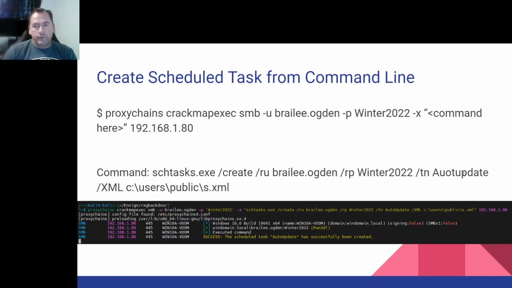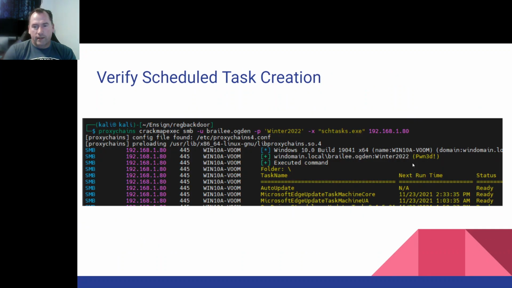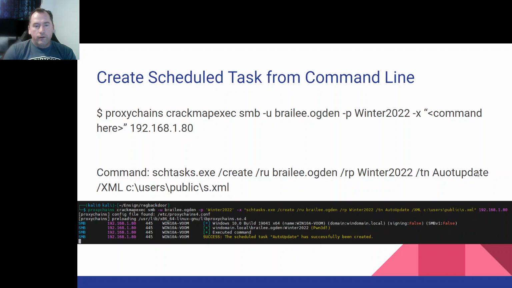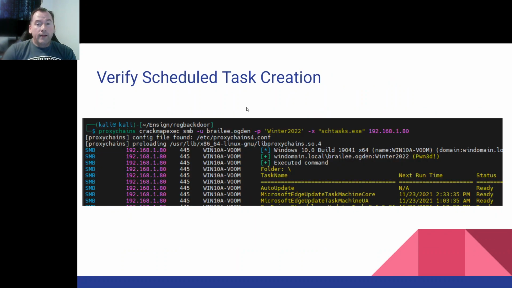We're going to call it auto update, or you can call it, oh, and I spelled auto wrong. That's kind of cool. Auto update /XML C users public s.xml for the XML file that I placed on the remote computer. And then I can verify that the task was created by running -x lowercase x with schtasks.exe and verify the auto update, that time it's spelled correctly, is one of the tasks that's listed.